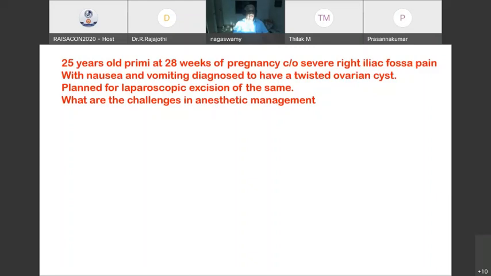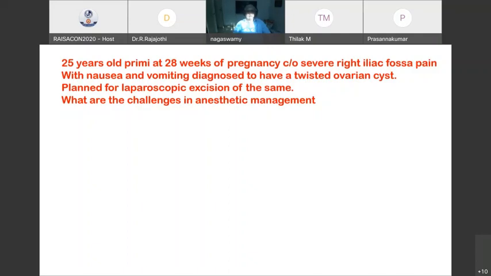A 25-year-old primigravida at 28 weeks of pregnancy complains of severe right iliac fossa pain with nausea and vomiting, diagnosed to have a twisted ovarian cyst. She has been planned for a laparoscopic excision of the twisted ovarian cyst. So what are the challenges in the anesthetic management of this case? Even though it is given as a long case, it is all to be completed in a short time. So you have to know what are the basic things that you have to manage in this case.